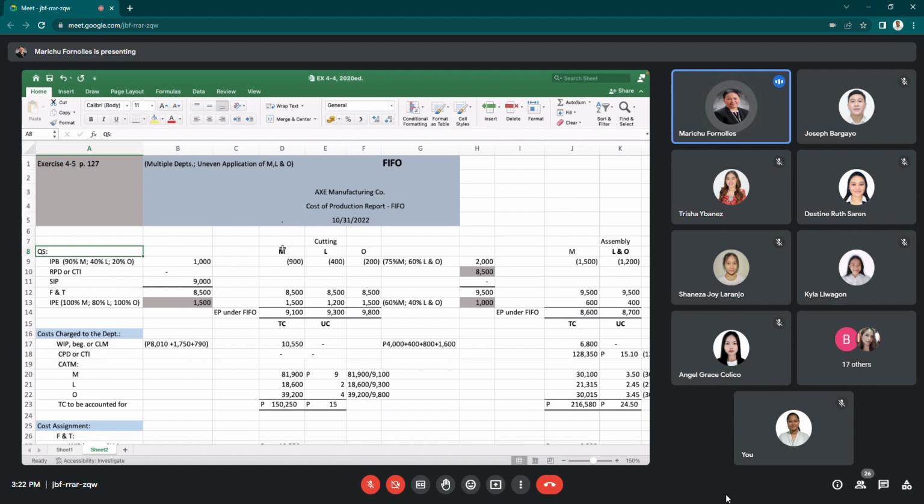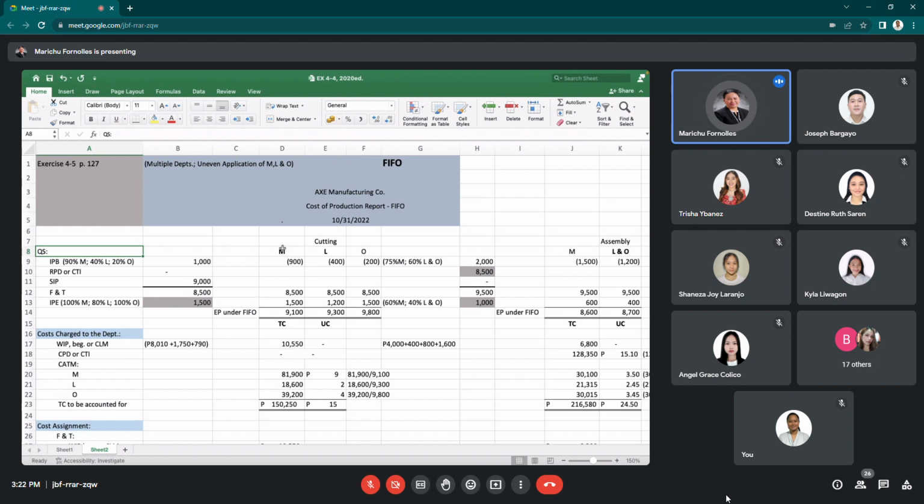Is it measured in terms of kilograms or kilos? Is it measured in terms of pounds? Is it measured in terms of tons? Or whatever is the measurement used for the output. So if in case the measurement is not specified in the problem, then we will just use the units as the standard measurement for their output. So here we have 1,000 units started last month, while the 9,000 units were started just this month.